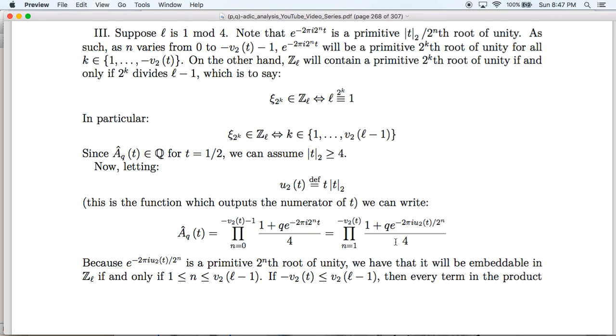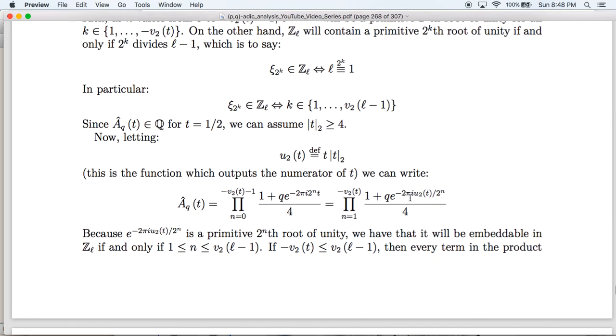Here I accidentally, I should skip this step. I re-indexed this here. What you write this as, this would be 2 to the n times u2 of t divided by the 2-adic absolute value of t. That then becomes 2 to the n plus v2 of t times u2 of t, and then we do the reindexing thing where we go from positive to negative with n, and we get this. And this is useful because here this is going to be an integer, so this is a primitive 2 to the nth root of unity.